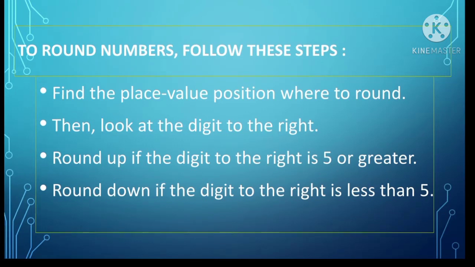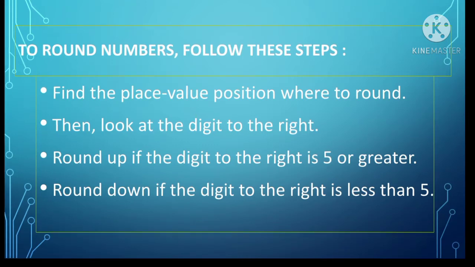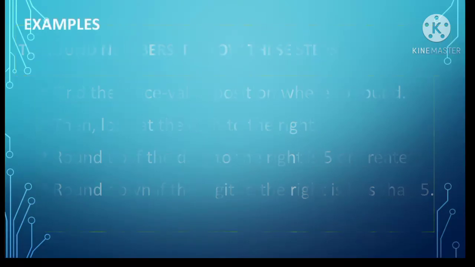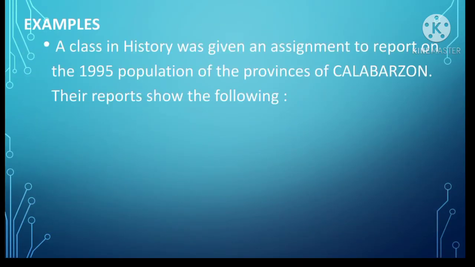To round numbers, these are the tips you should follow. First, find the place value position where to round. Next, look at the digit to the right of the place value position that we are going to round off, and round up if the digit to the right is 5 or greater, and round down if the digit to the right is less than 5. So these are the examples.